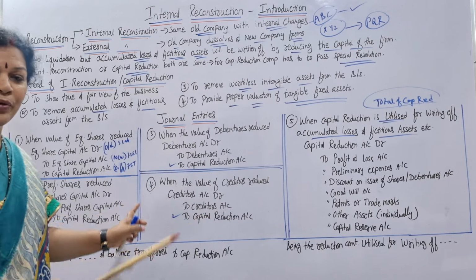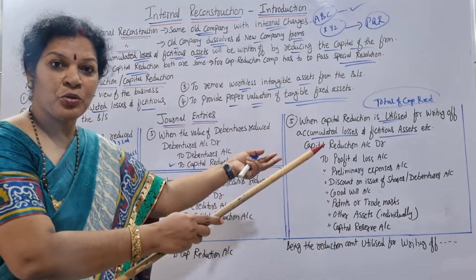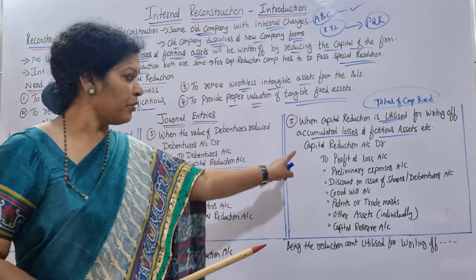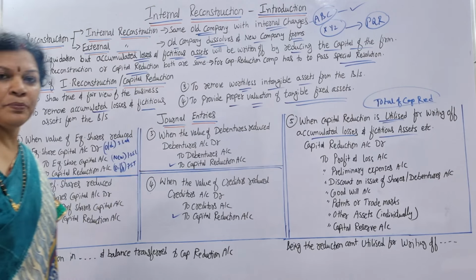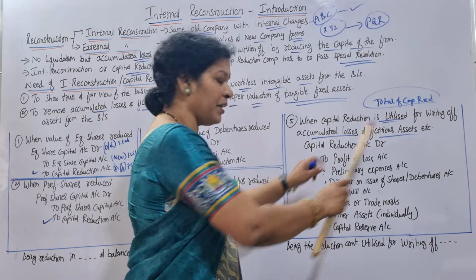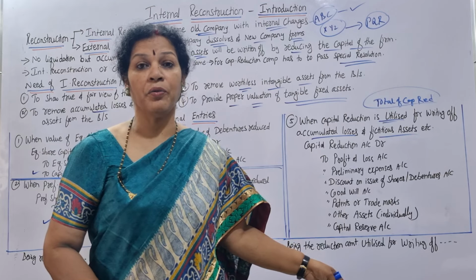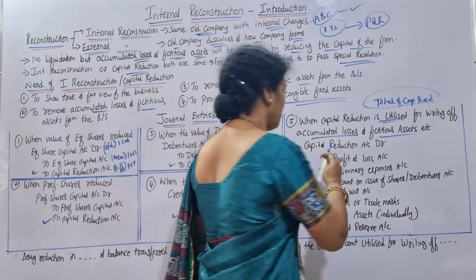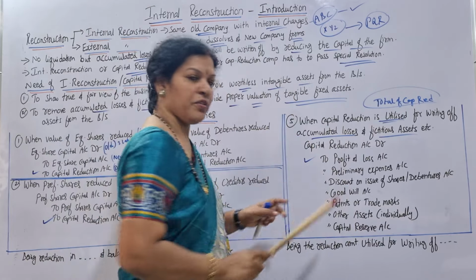In the four entries, capital reduction was credited. Now we are utilizing it, so it comes on the debit side. Capital reduction account debit. How did you get this amount? The total of these four. You are utilizing this to write off. Write off what? One is profit and loss account. Every time you will find this, 100% sure. To profit and loss account.